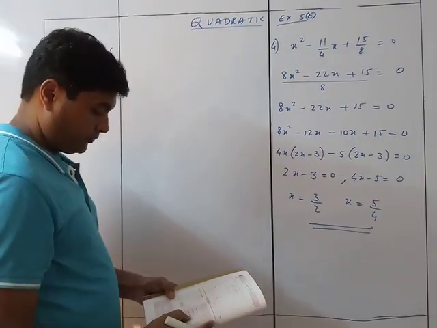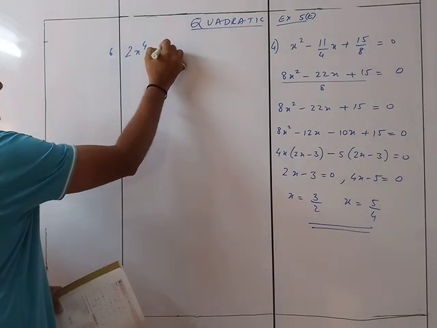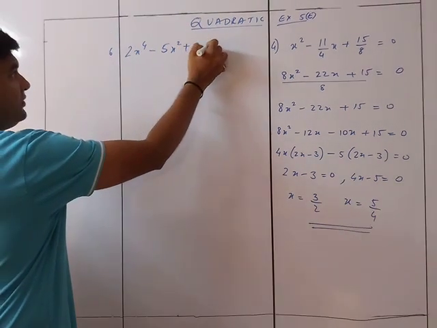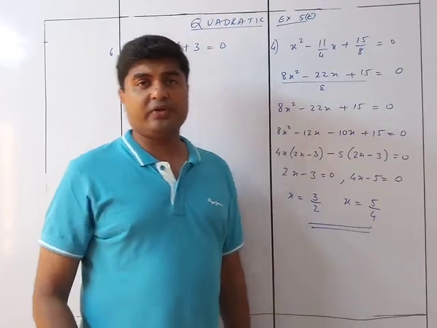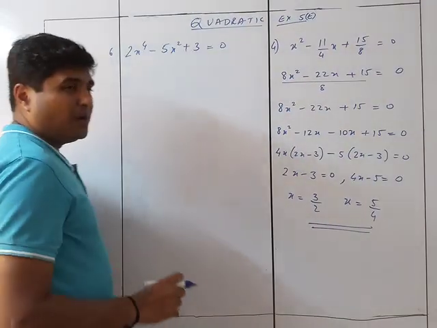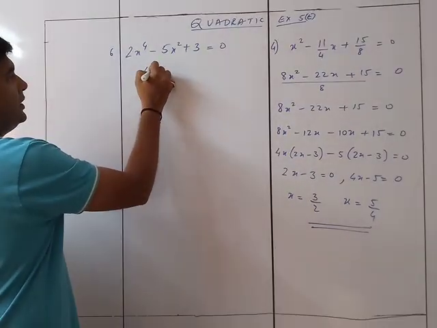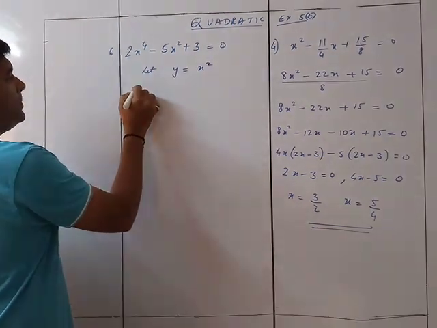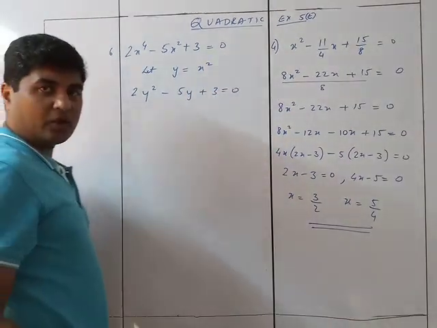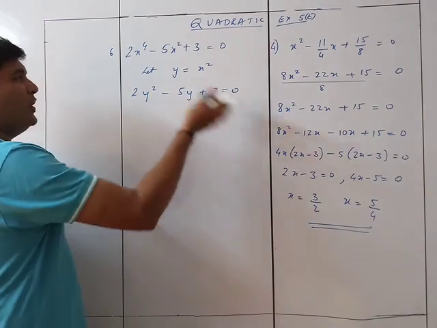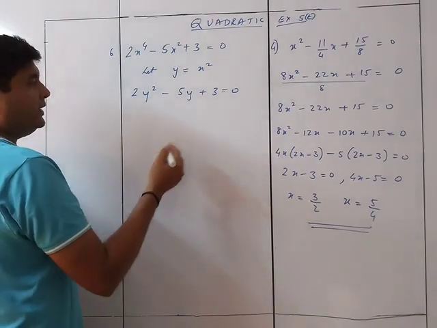You see the sixth question. Question 6. You are given that 2x raised to 4 minus 5x square plus 3 is equal to 0. Now I can debate over here that this is not a quadratic equation considering that it is x raised to 4. But if I say let y is equal to x square, then this will become 2y square minus 5y plus 3 is equal to 0. Now it becomes a quadratic equation. So we can always consider it this way, or you can even leave it this way and split it in that form and find the value of x. We'll do it this way.